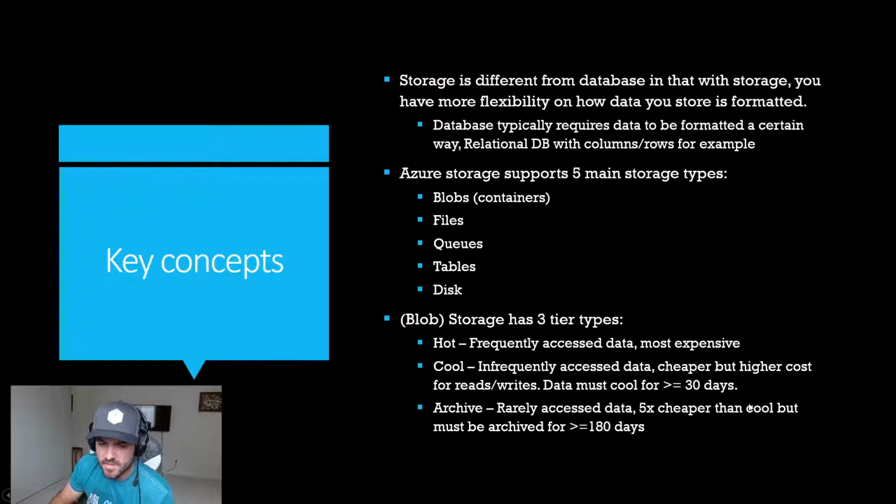And then archive is for rarely accessed data. It's by far the cheapest. 5 times cheaper than cool, in fact, but the data must be in this archive for at least 180 days, so you probably won't use this for a lot, but it's useful for things like maybe important documents for auditing or taxes or whatever.